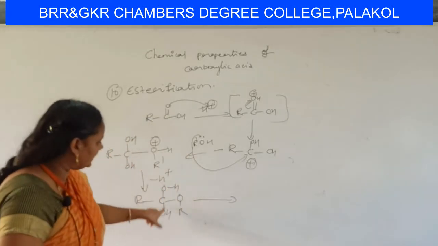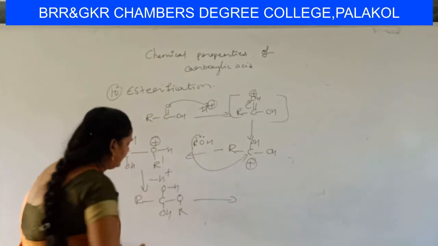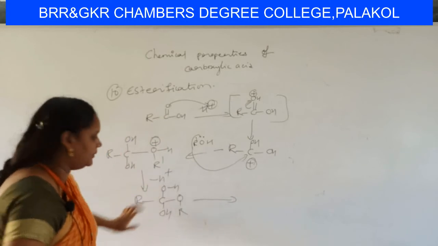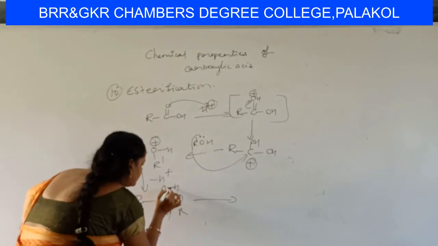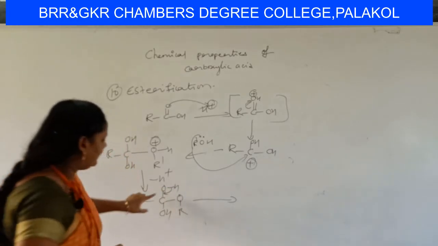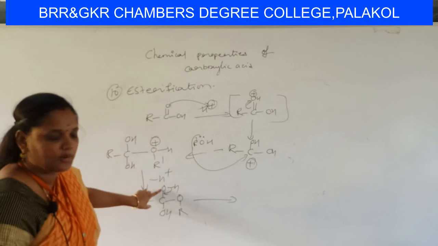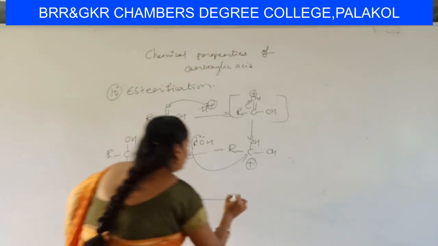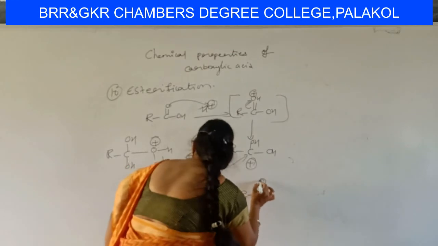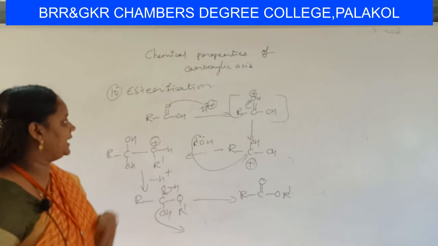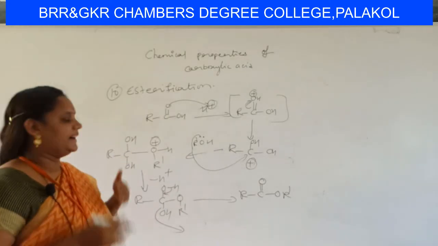And finally what happens? Here, it may be here or here. Because the carbon is carrying two OH groups, which is not that much stable, the bond between these two will be ionized, and this pair of electrons forms C double bond here, and OH group will be released. So you will get R C double bond O R dash. This is your final mechanism in the acidic conditions.